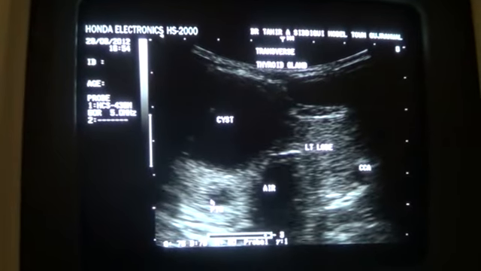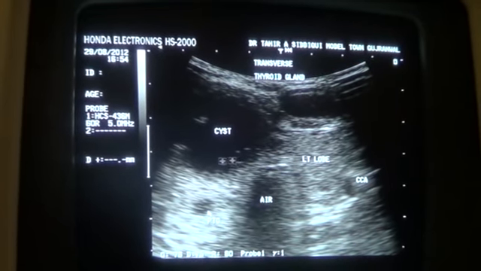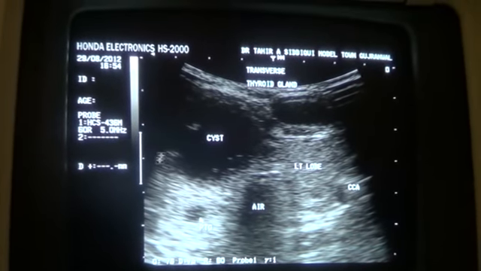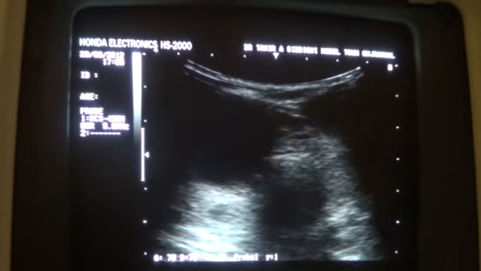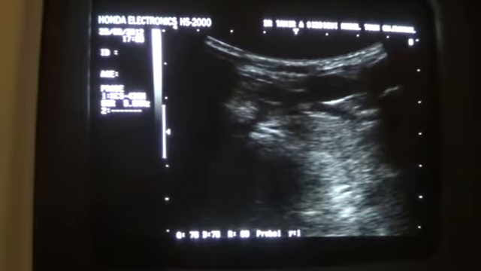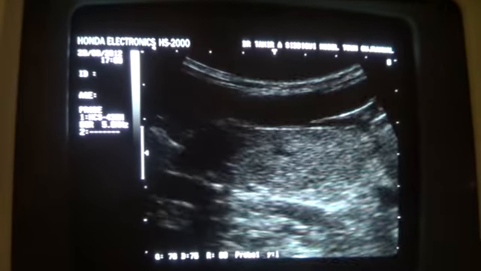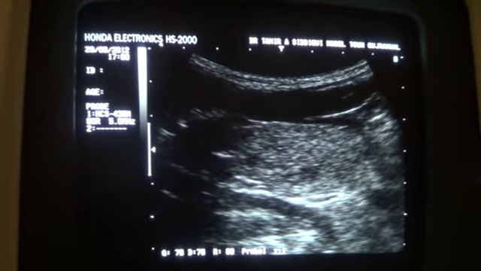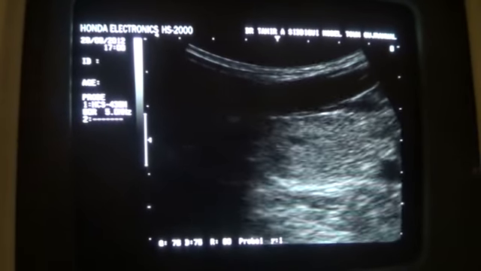You see that there are more echoes seen in this region. These fine, tiny echoes. Here the echoes are more. Now let's move on with the further study. Let's see the left thyroid gland in longitudinal section first. Now this is the left thyroid lobe, sorry, right thyroid lobe.